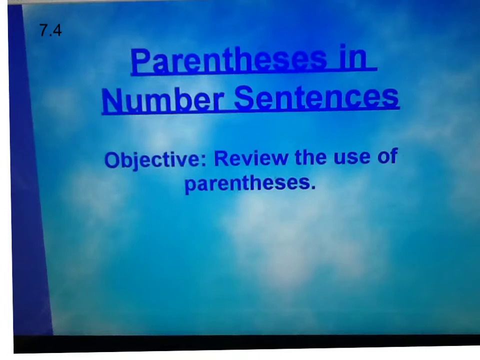Welcome to lesson 7.4, where we're going to be taking a look at parentheses in number sentences.